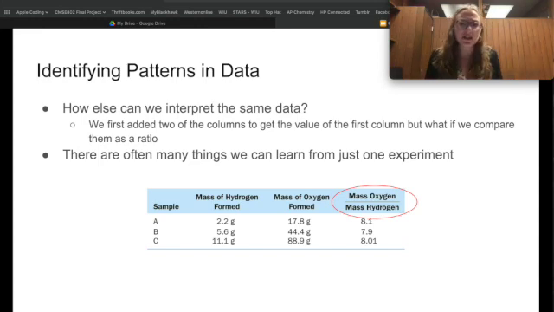However, there are many things we can learn from one experiment. We can also see that if we take the ratio, the mass of oxygen divided by the mass of hydrogen, we get almost the same answer every time. This is pretty close. So we have this ratio that keeps popping up if we compare these numbers to each other through division rather than adding them.